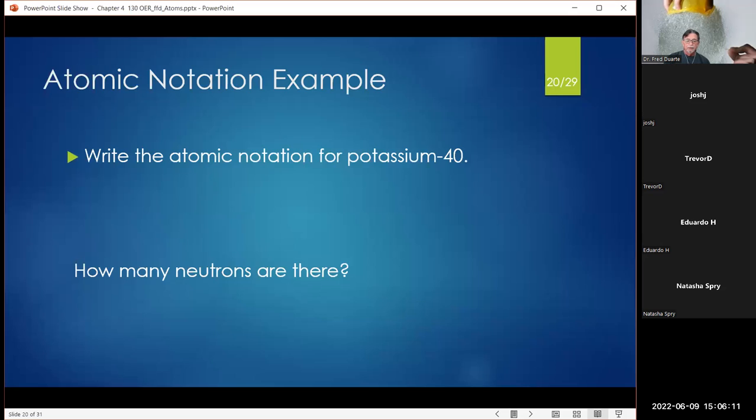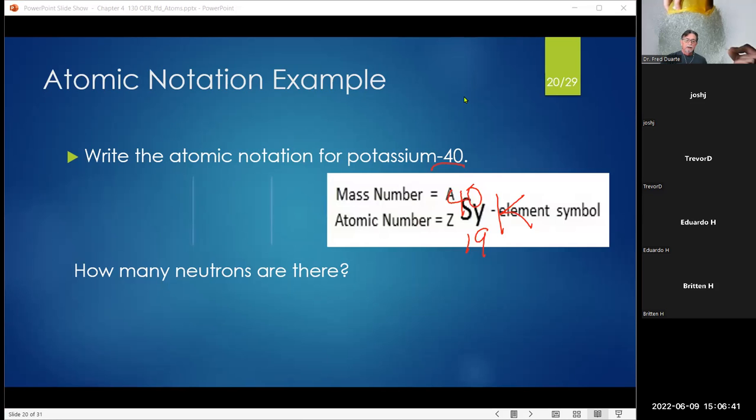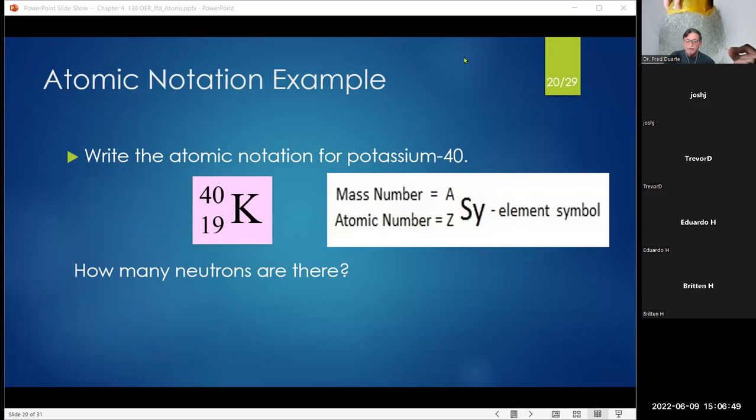And so they want you here to write the atomic notation for potassium-40. Well, we've got to get the symbol, and that's K for potassium. They give you the mass number there, 40, so I can put 40 up here. And then knowing the atomic number, I looked that up in the periodic table, that's 19. So that is the atomic notation for potassium-40. If they were asking for potassium-39, no big deal, I would have written it as follows. Notice the two potassiums both have 19, right? They're both potassium.